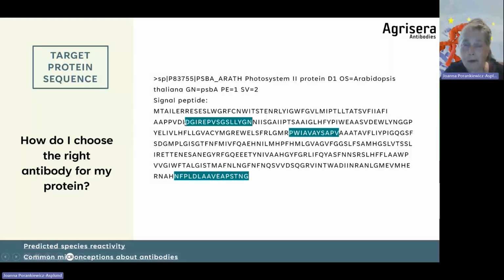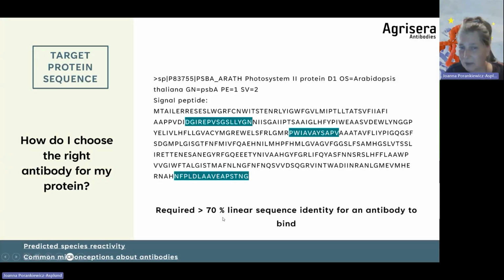As you see here on the example of this protein of photosystem 2, the antibodies were made to 3 different parts of the protein: N-terminus, after a signal peptide was cleaved, inside of the protein, and C-terminal. What I want to stress here is that the sequence to which the antibody is made needs to be found at least in 70% linear identity in the protein you're working with. Otherwise, the antibody is not going to work at all or very poorly.